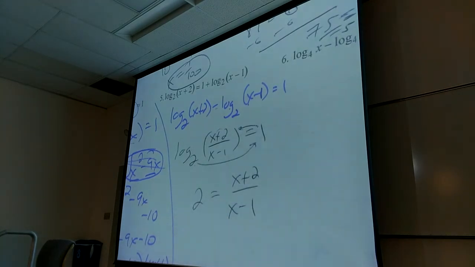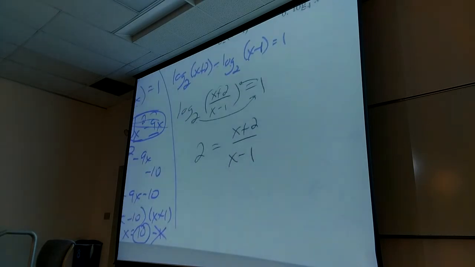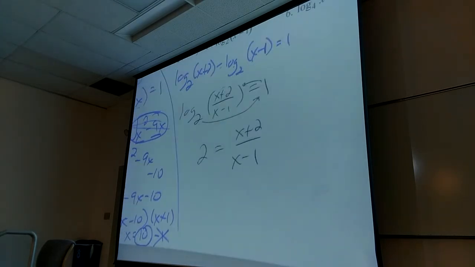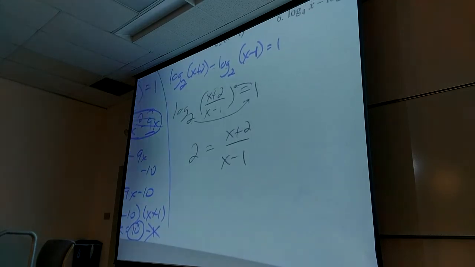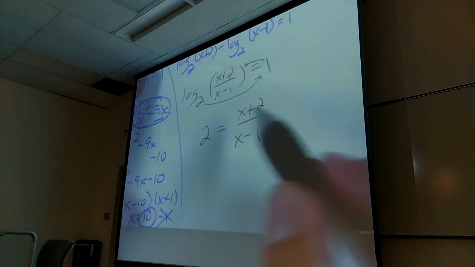Now I'm wondering if anybody got there and was like, do I guess? No, never guess. Guess and check is bullshit for this class. This is not intermediate guess and check. That was fun.